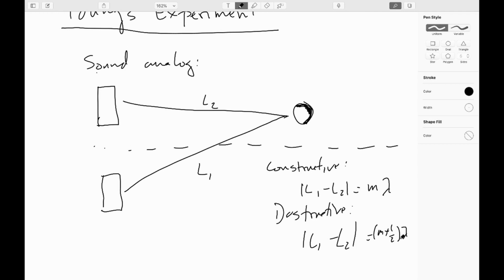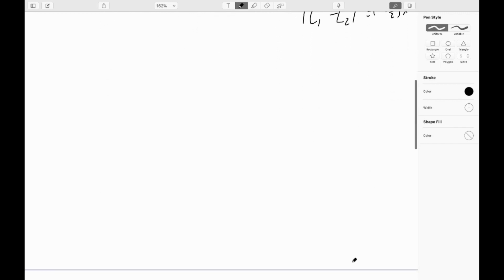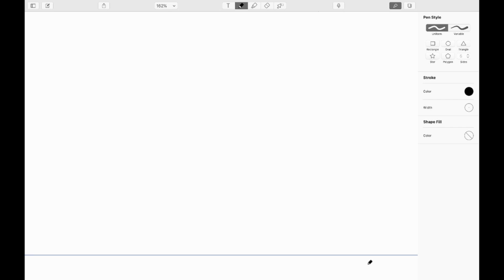So certainly in the historic debate about whether light was a particle or a wave, if someone could construct an experiment that was analogous to this experiment that we can do with sound, then that would certainly be a compelling argument for the wave nature of light. And such an experiment was indeed concocted by a fellow by the name of Young.